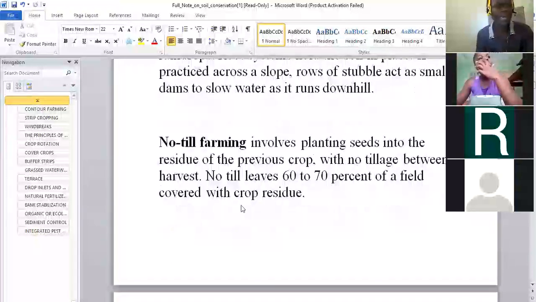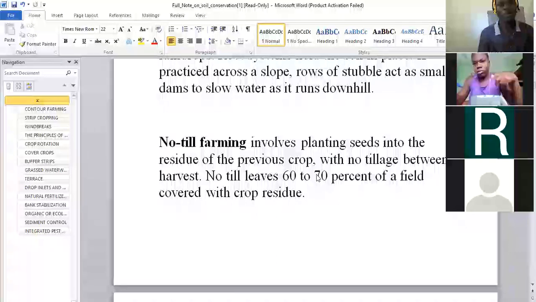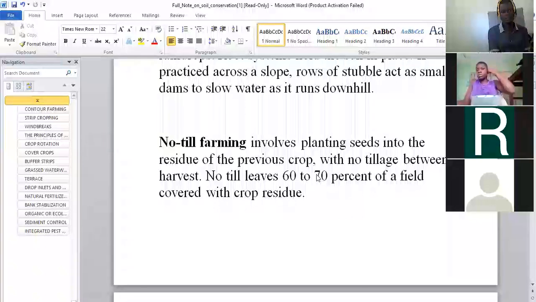Then under conservation tillage, you have what we call zero tilling or no tilling. This one involves planting seeds into residue of the previous crop without tillage between the harvests. What this means is that if this season we are growing, let's say maize, now it's raining, so everybody is planting maize.